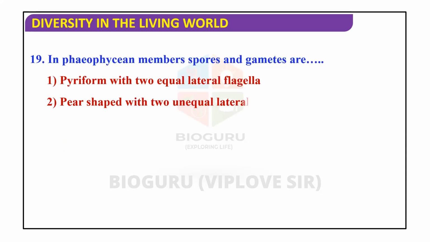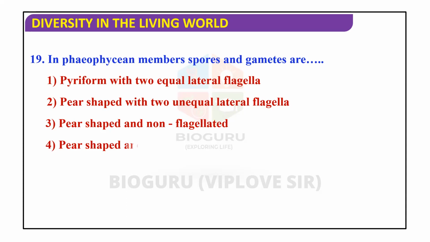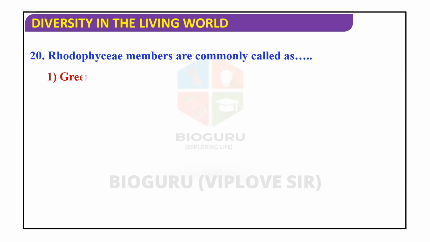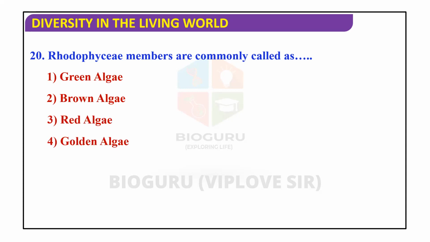In Phaeophycean members, spores and gametes are pyriform with two equal lateral flagella, pear-shaped with two unequal lateral flagella, pear-shaped and non-flagellated, or pear-shaped and multiflagellated. It is pear-shaped with two unequal lateral flagella. Good. Now, Rhodophyceae members are commonly called as green algae, brown algae, red algae, or golden algae. Yes, it is red algae.